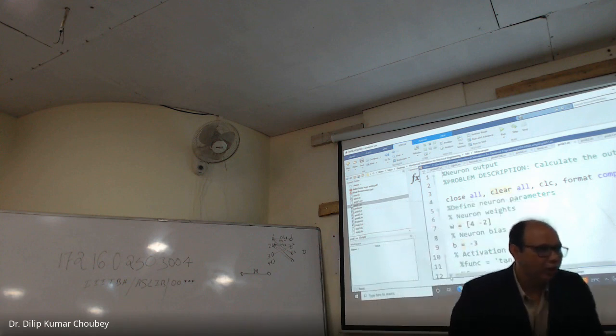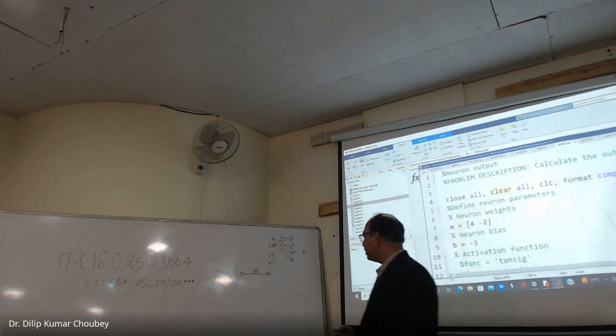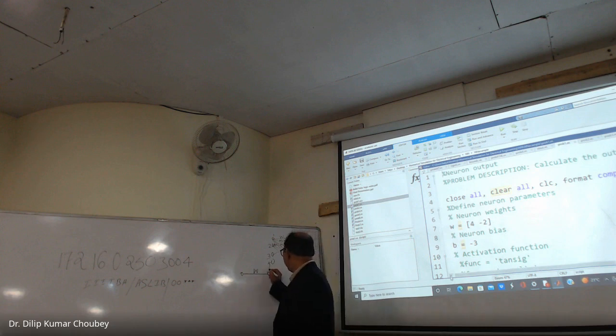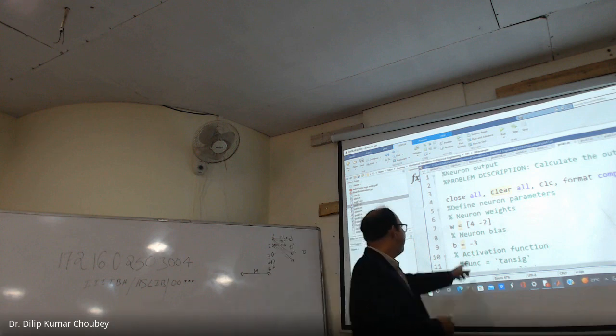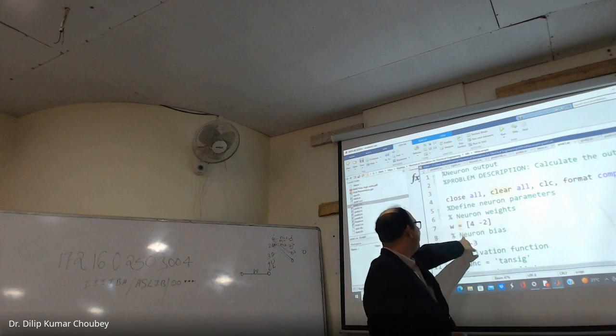You can see that two things are considered here. One is the weight matrix, and another is the bias. This is the B, the bias here. So we consider the neuron weights 4 and minus 2, and the neuron bias B equal to minus 3.